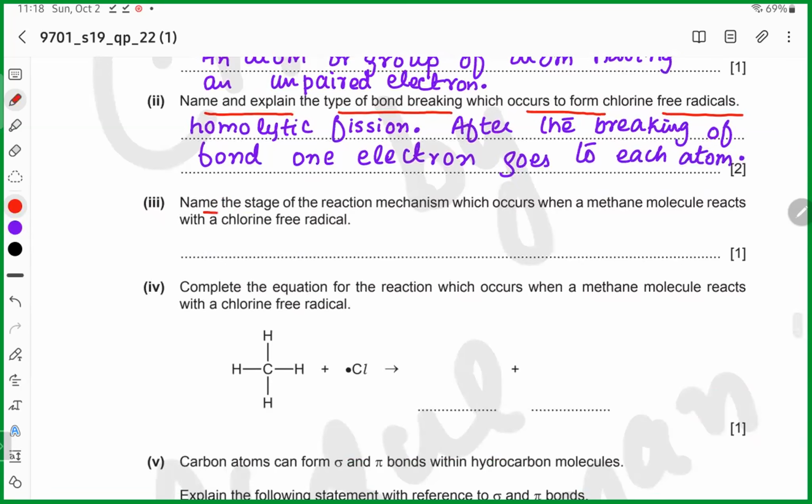Name the stage of the reaction mechanism which occurs when a methane molecule reacts with a chlorine free radical. Propagation. Very good. When a methane reacts with a chlorine radical, it takes a hydrogen from the methane forming hydrogen chloride, and we are left with a CH3 free radical. So one radical is converting into another radical. That's why it is called propagation, because the radicals are propagating. Is this clear?